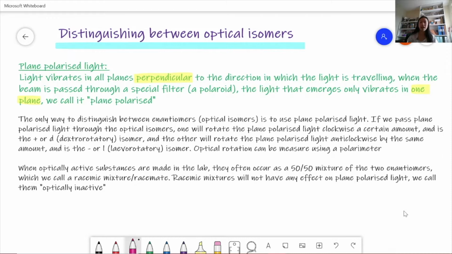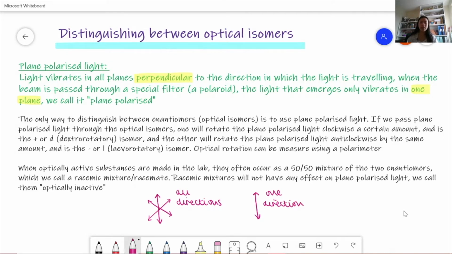So on a diagram, you could have light that vibrates in all directions like this. And what happens after it emerges from this Polaroid is that we only get it in one direction. And so we call it plane polarized.